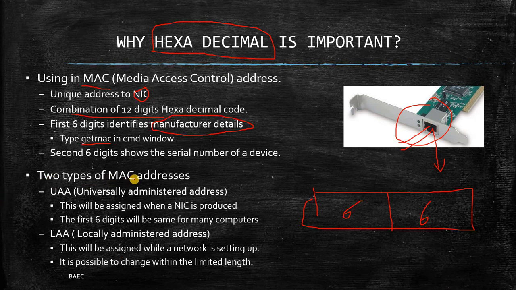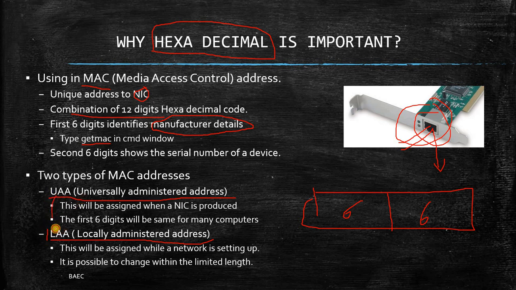The other thing is, when we deal with this NIC, two types of MAC address can be formed. One is UAA, that is Universally Administered Address. LAA stands for Locally Administered Address. Why does the MAC address fall into two categories? That's another question. Universally Administered Address means when an NIC is produced by a company, that device has been allocated a UAA only. But why LAA?